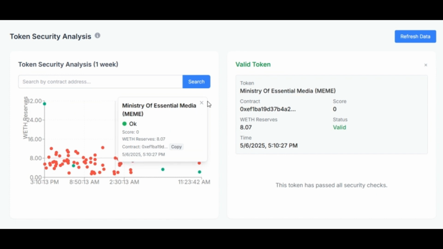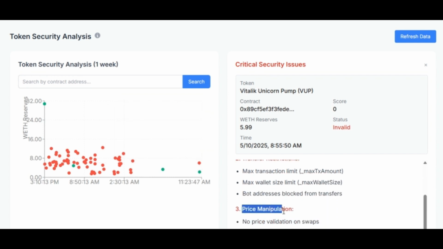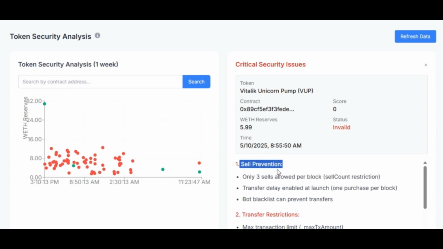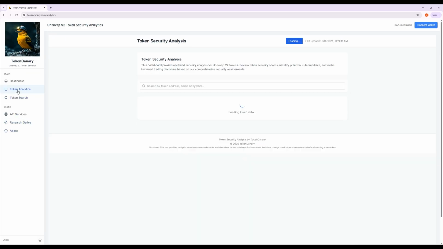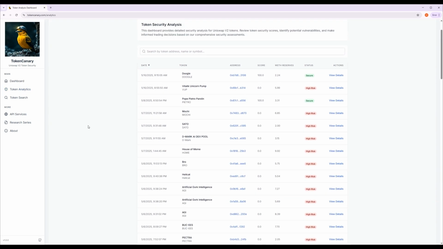privileged address designations, anomalous fee calculation methodologies, sell restriction mechanisms, block number manipulation techniques, router interaction patterns, non-standard price impact algorithms, transfer limitation frameworks. The system also evaluates positive security indicators including standard implementation adherence, code transparency and readability, implementation of recognized security best practices.